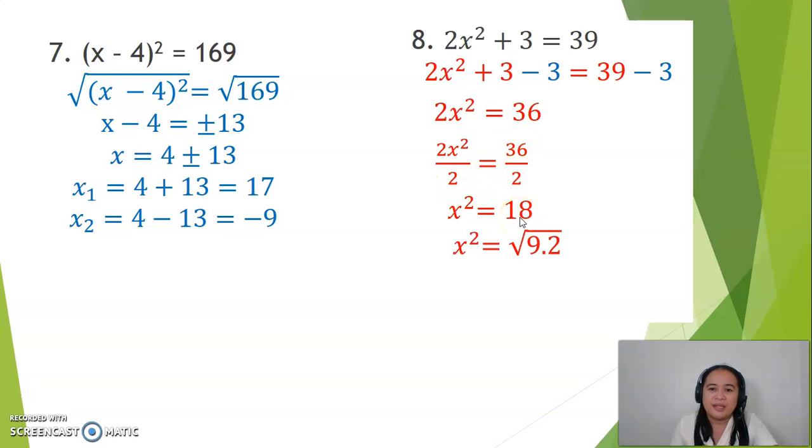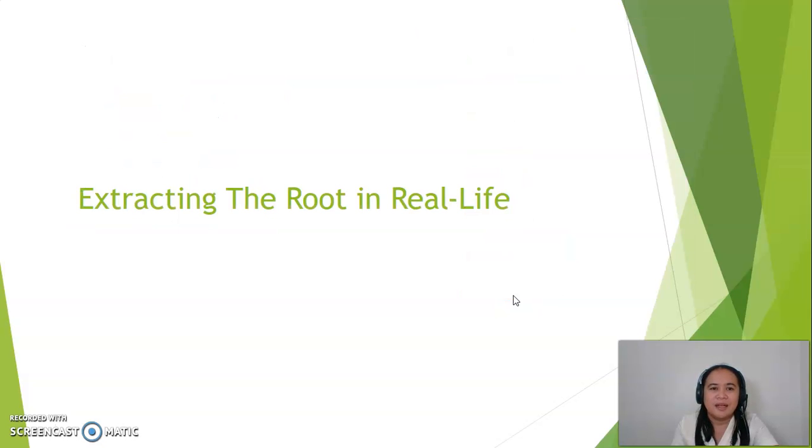With this one, we will extract the roots to both sides. So take note, 18 is not a perfect square. So 9 times 2 is 18, and the square root of 9 is 3. So the result would be positive and negative 3 square root of 2. Now, how is extracting the root applied in real life? So let's have a sample problem.